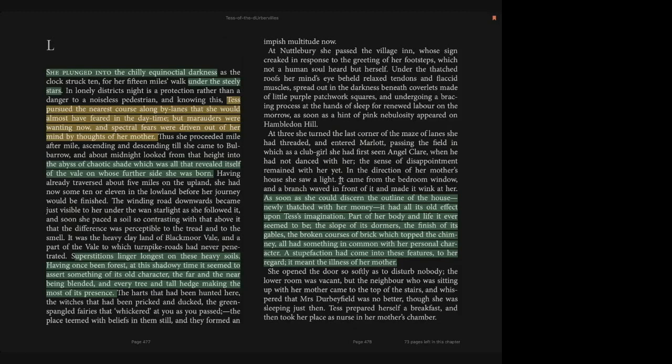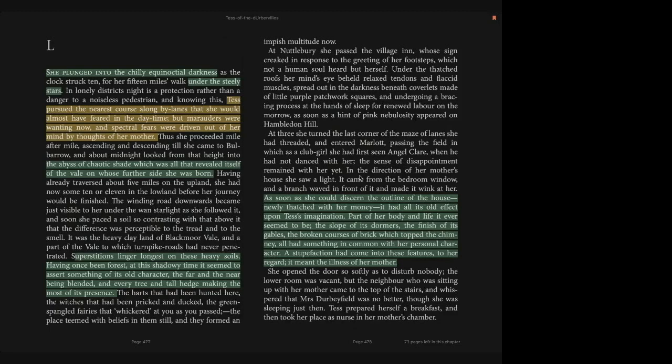"As soon as she could discern the outline of the house, newly thatched with her money, it had all its old effect on Tess's imagination, part of her body and life it ever seemed to be. The slope of its dormers, the finish of its gables, the broken courses of brick which topped the chimney all had something in common with her personal character. A stupefaction had come into these features. To her regard, it meant the illness of her mother."